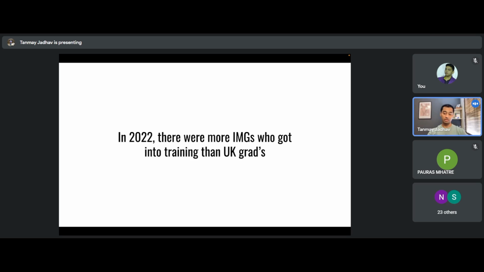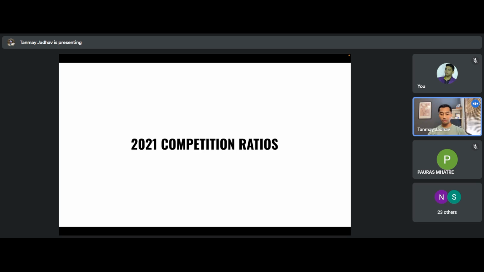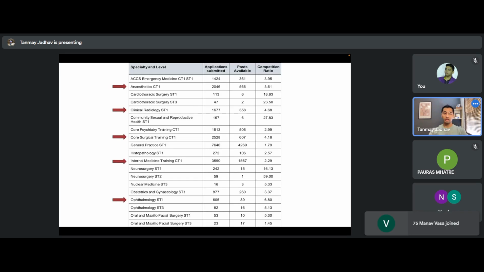So these are the 2021 competition ratios. This is the year before I applied. My competition ratios would be in the 2022 release, but they haven't been released yet. So these are all the specialties. I haven't put in all of them, but these are the main specialties.